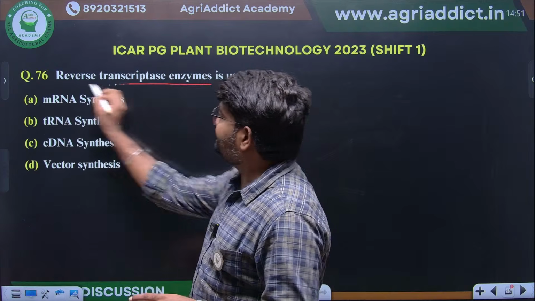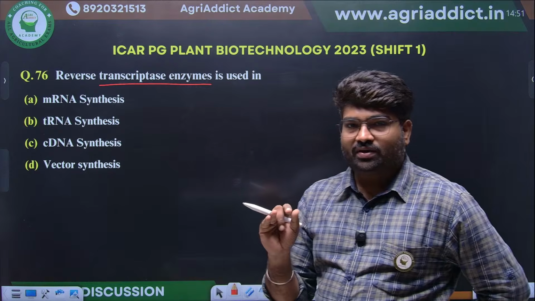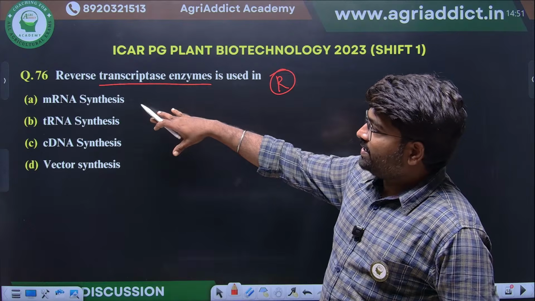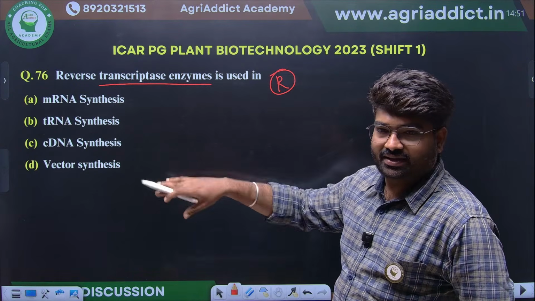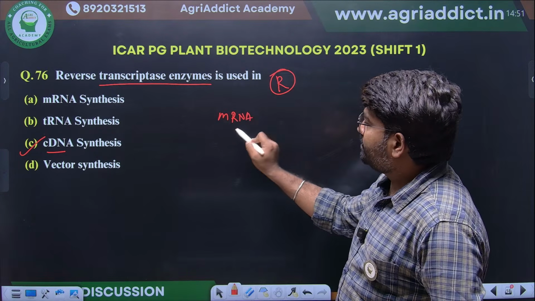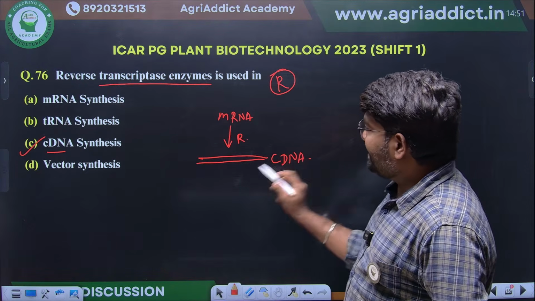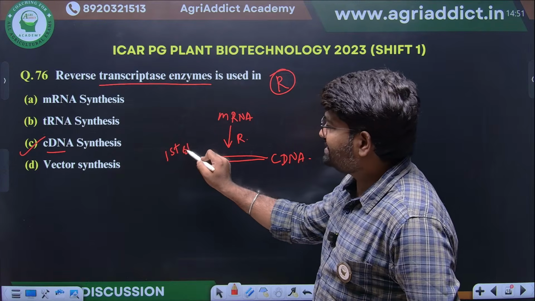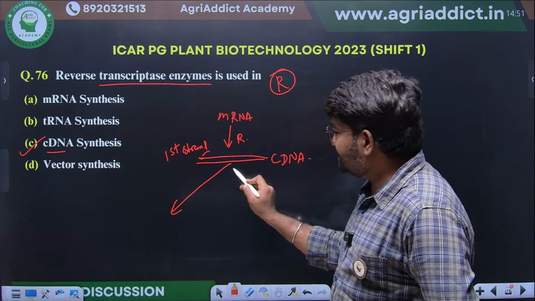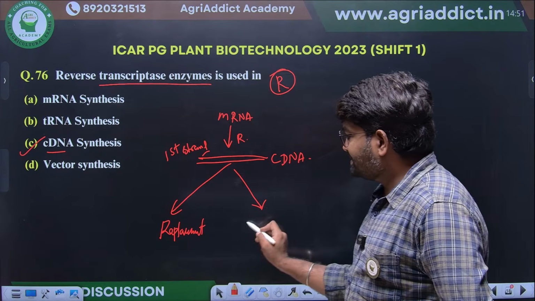Reverse transcriptase enzyme is used for what purpose? Repeated question. mRNA synthesis, tRNA synthesis, cDNA synthesis, or vector synthesis. Yes, it will be used for cDNA synthesis. We will isolate the mRNA and treat it with reverse transcriptase enzyme for formation of cDNA. This is the first strand synthesis of cDNA. For second strand synthesis, there are two ways. One is replacement synthesis, another is self-priming.